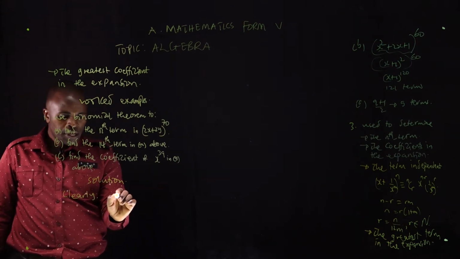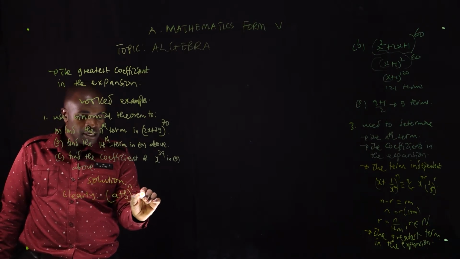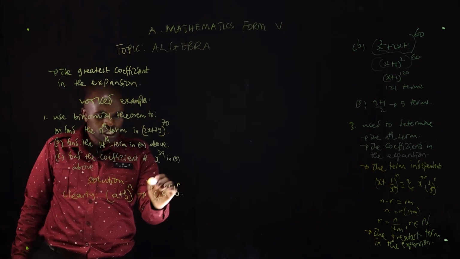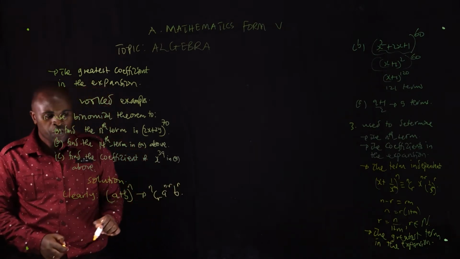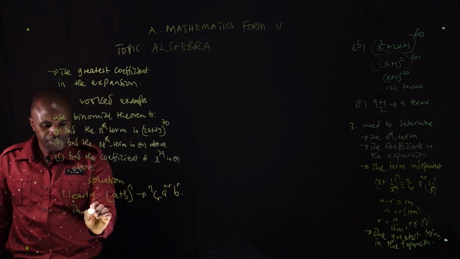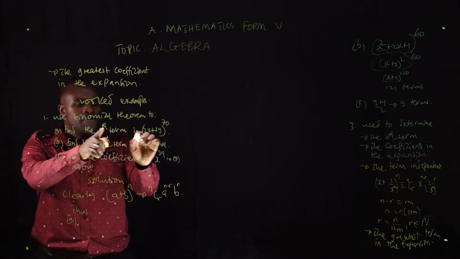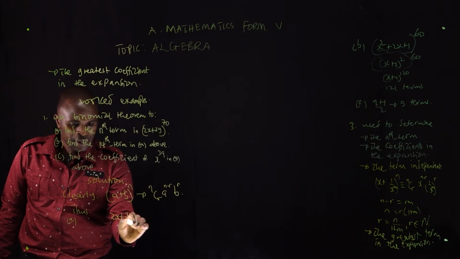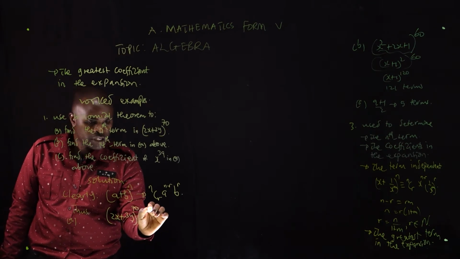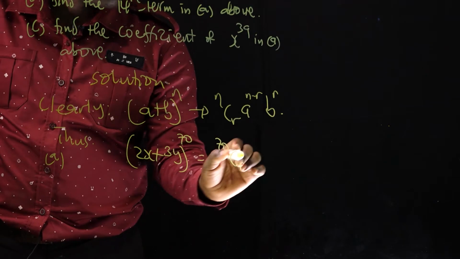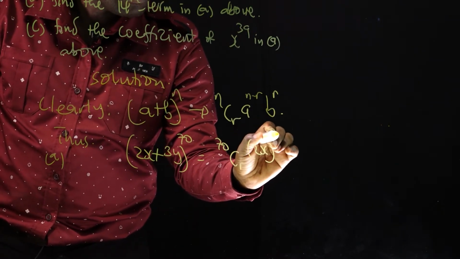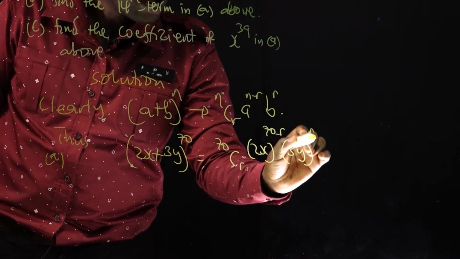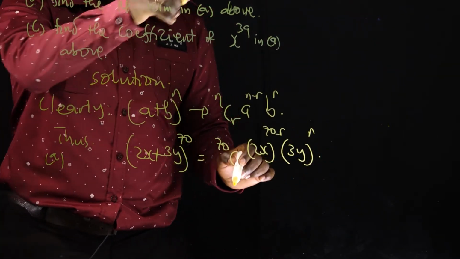From the trick we know (A + B)^n equals the sum of nCr A^(n-r) B^r, which is the general formula for the expansion of the binomial theorem. In the same way, finding the nth term in this expansion of (2x + 3y)^70, we take 70 combination r, times (2x)^(70-r). Our B is 3y, raised to power r. This is the general formula, the nth term in this expansion.